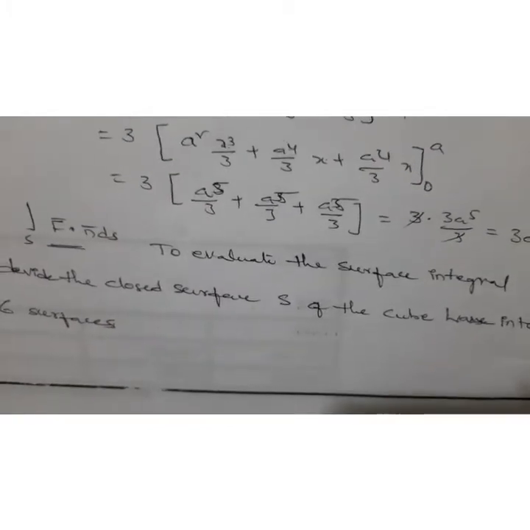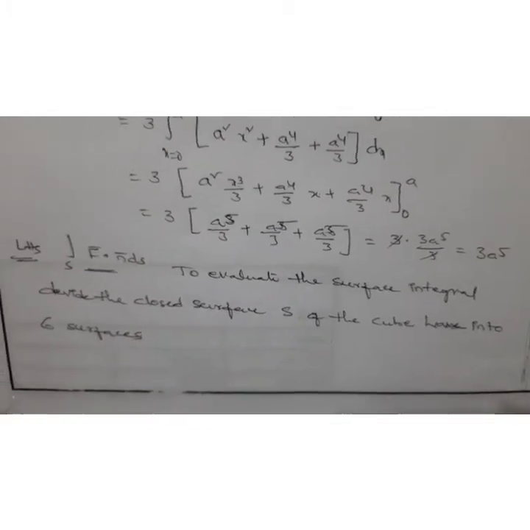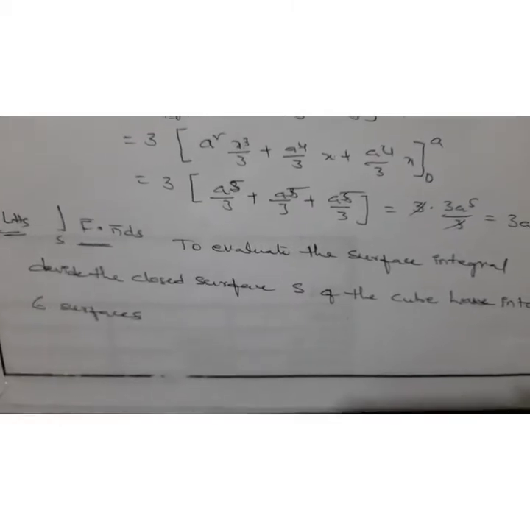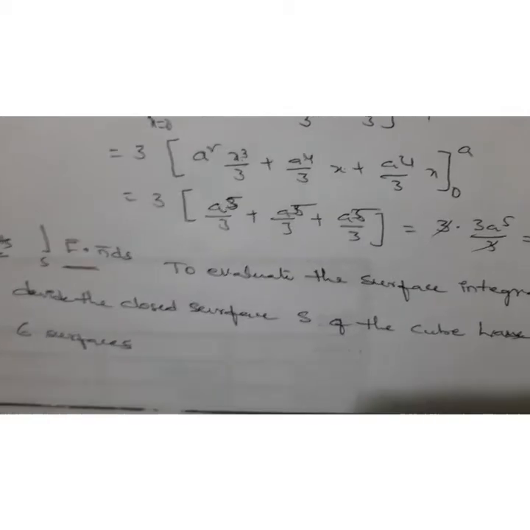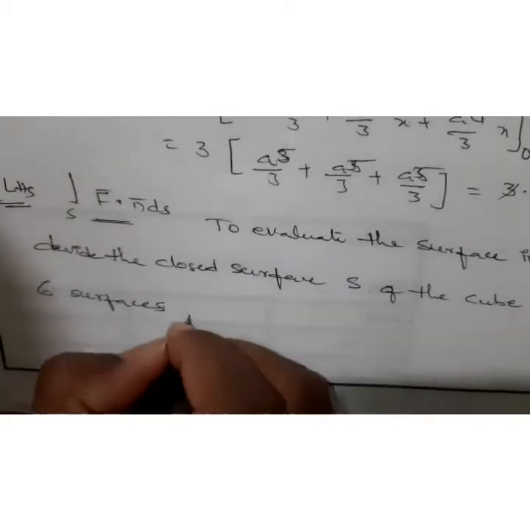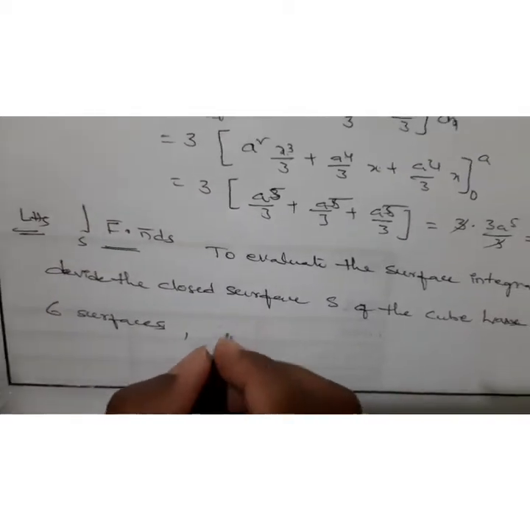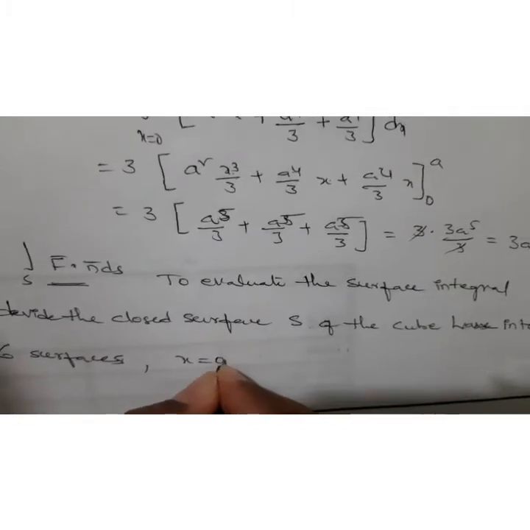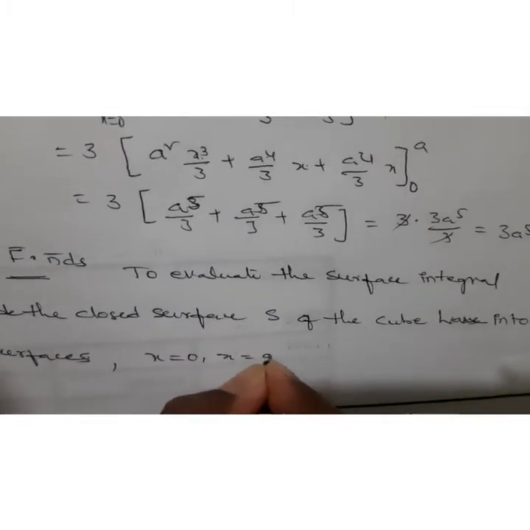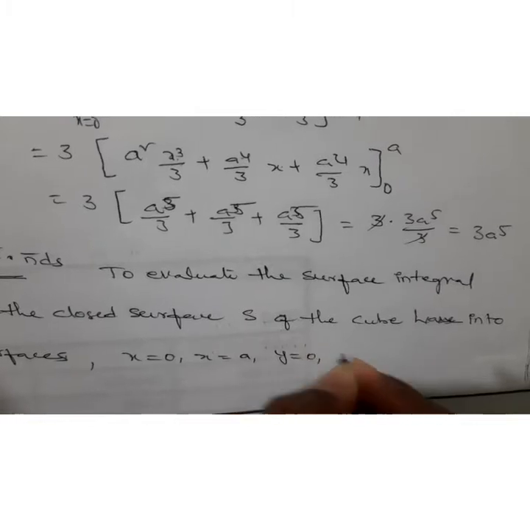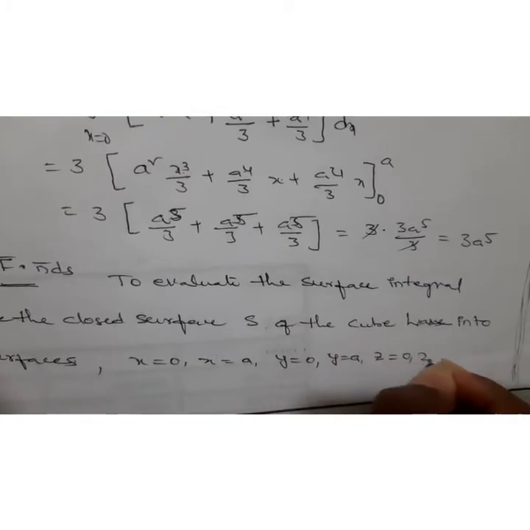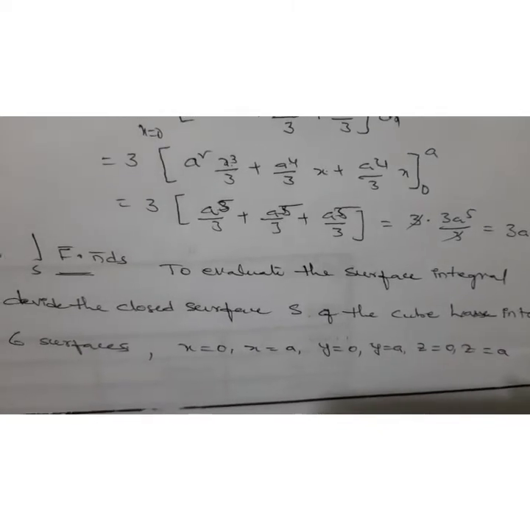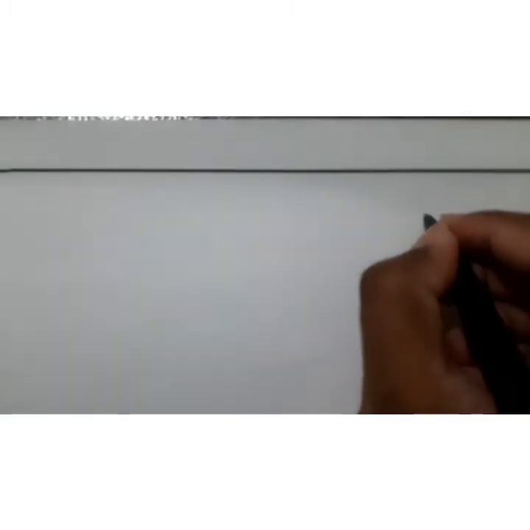We are finding the total surface area. To evaluate the surface integral over S, divide the closed surface S of the cube into 6 surfaces. The cube is bounded by the planes x is equal to 0, x is equal to a, y is equal to 0, y is equal to a, z is equal to 0, z is equal to a. Next, we divide the total 6 surfaces.